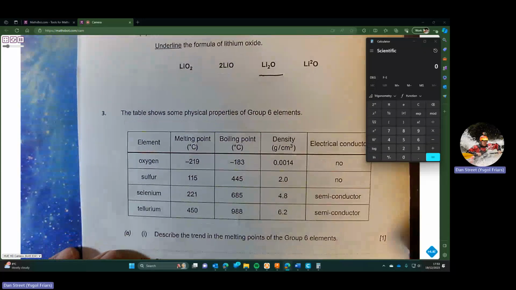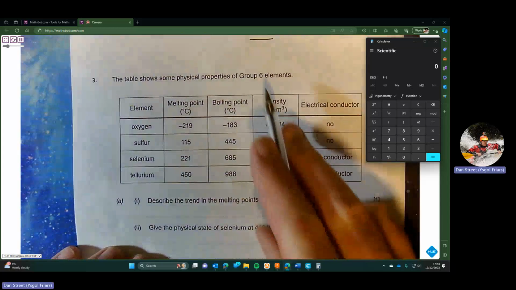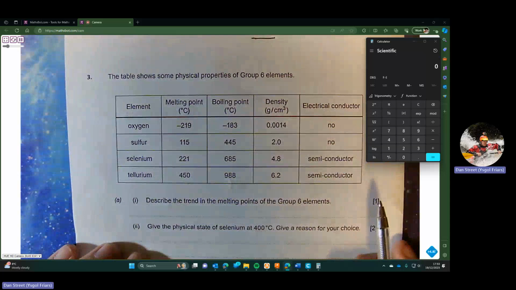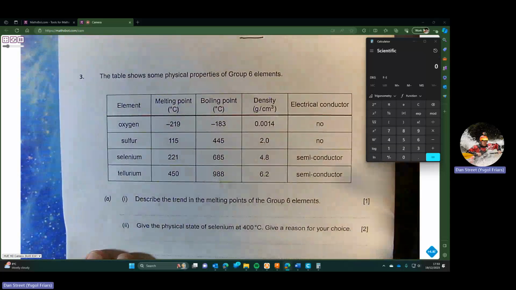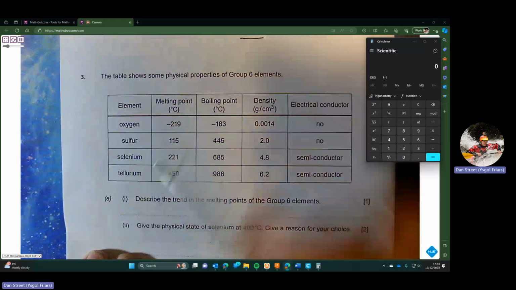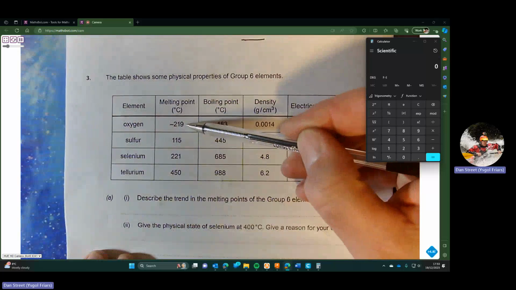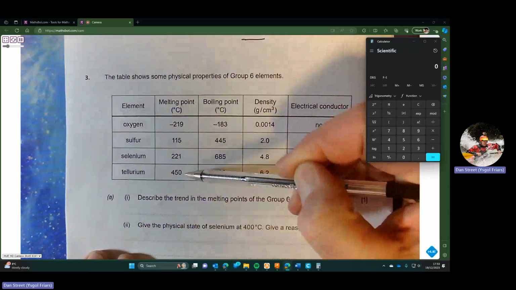So this next question is spotting trends, really. It's about group 6 elements. The group 6 elements are not ones that you need to know a great deal about. However, you do need to be able to spot trends in data. So we've got oxygen, sulfur, selenium, and tellurium. Our melting point here starts at minus 219, and it goes up to 115, up to 221, up to 450.